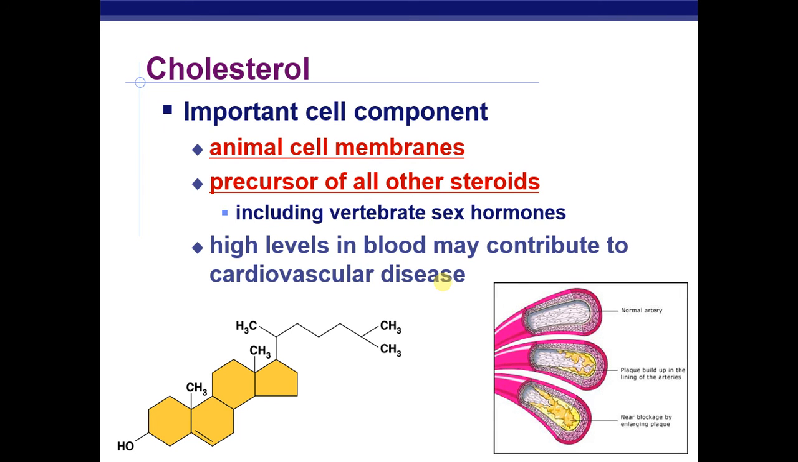Cholesterol is by far the most important steroid because it's used as a precursor for all the other steroids, including estrogen and testosterone. It's really important to add flexibility and fluidity to the plasma membrane. But on the other hand, if there are high levels of it found in your blood, it can contribute to cardiovascular disease. It can get stuck and clog those blood vessels and cause a heart attack or a stroke or ischemia or things like that.